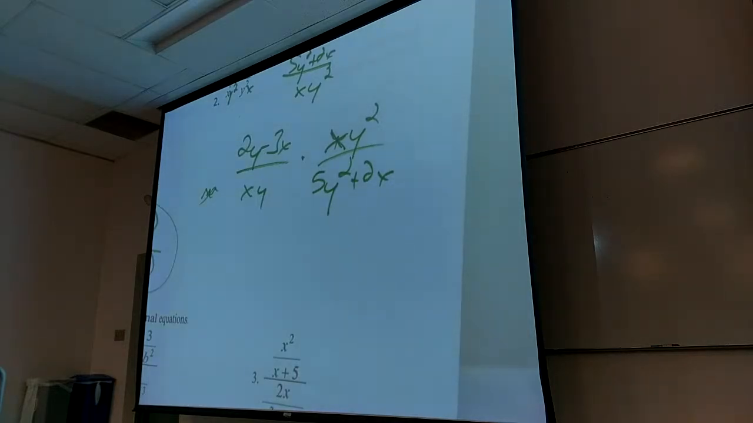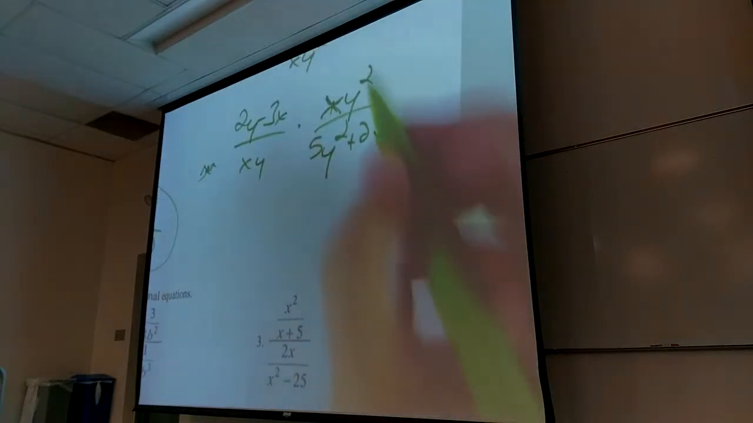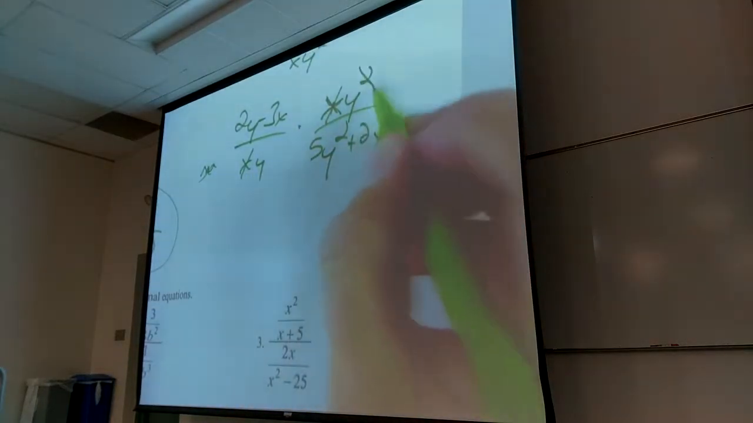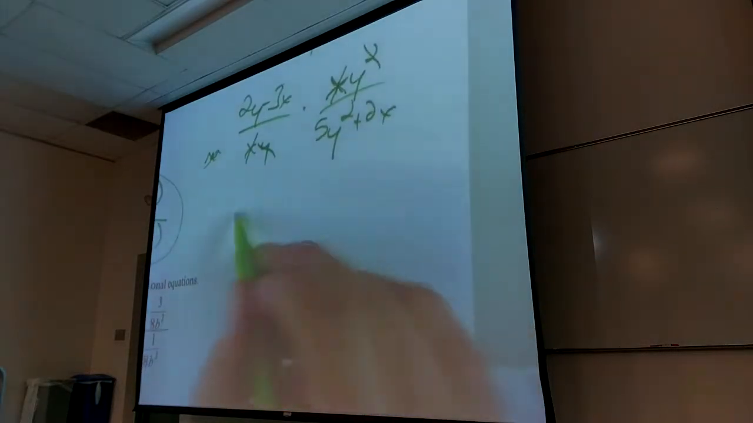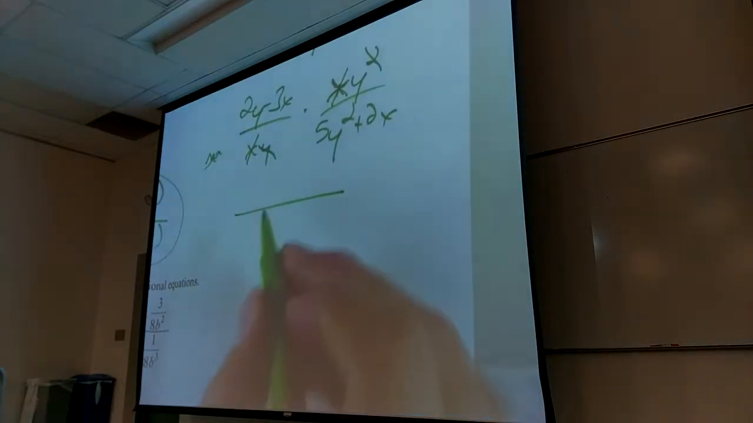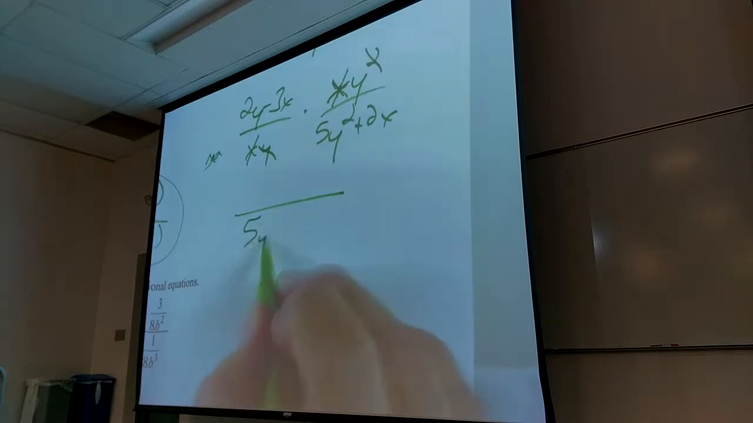And then, of course, what cancels? Yeah, an x and a y. So the x is dead. One of these y's dies. So what am I left with on the bottom? And what am I left with on the top?